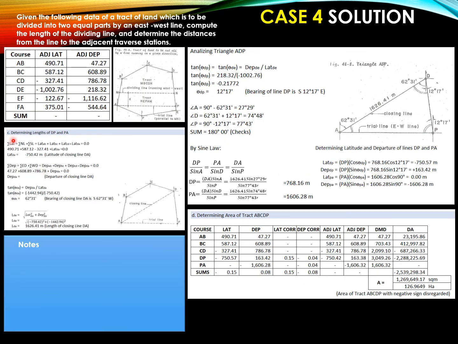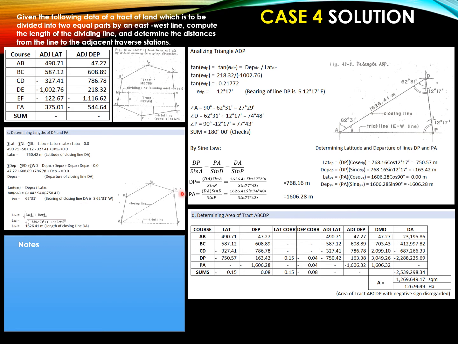And then, determining the lengths of the DP and PA. So, makikita nyo dito sa solution natin, itong latitude, kinuha muna natin si line DA. Ito, si line DA. Kasi kailangan natin makuha yung length niya, length at saka theta ng DA.